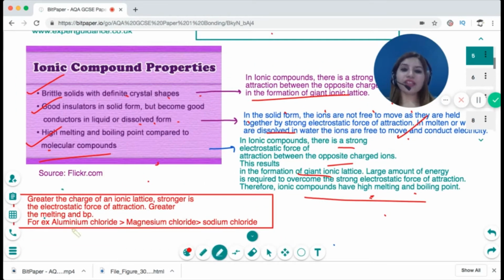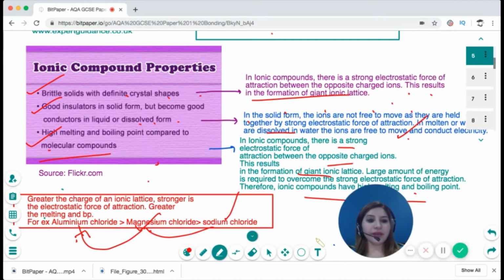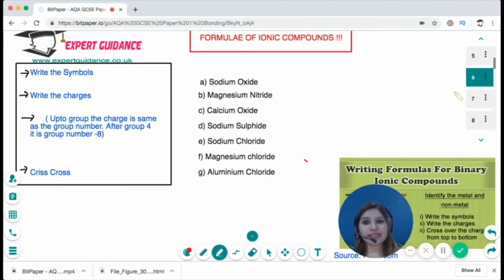However, if I asked you to compare aluminium chloride, magnesium chloride, or sodium chloride, which one will have a greater melting point, it depends on charge. The greater the charge, the stronger the electrostatic force of attraction. And remember, aluminium forms 3+, magnesium forms 2+, sodium forms 1+. So since aluminium has a greater charge, it will have a stronger ionic lattice. So aluminium chloride will be stronger than magnesium chloride, which is stronger than sodium chloride. Okay, so I hope this is clear to you.